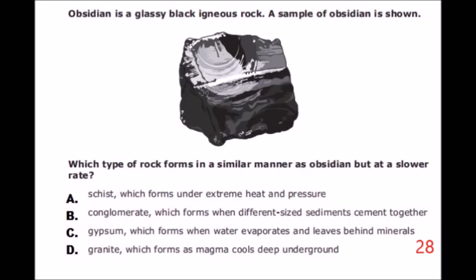A. Schist, which forms under extreme heat and pressure. B. Conglomerate, which forms when different sized sediments cement together. C. Gypsum, which forms when water evaporates and leaves behind minerals. Or D. Granite, which forms as magma cools deep underground.